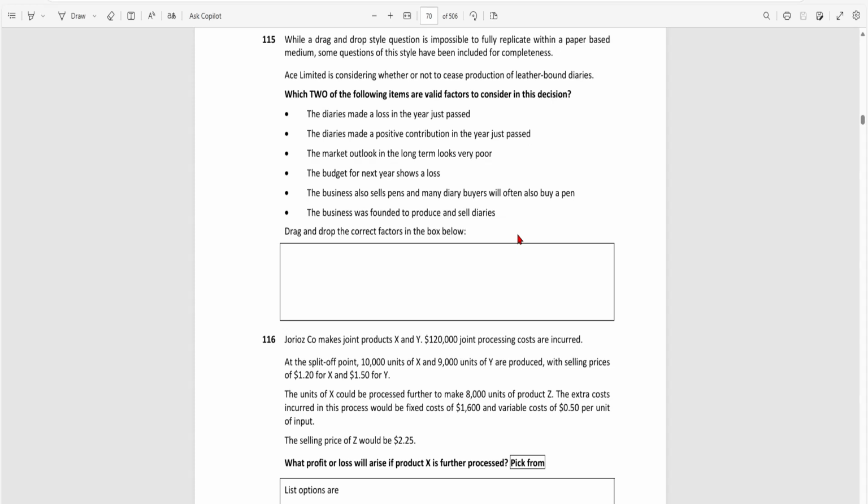ACE Limited is considering whether or not to cease the production of leather bound diaries. So they are considering whether to cease the production, right? Means they're not deciding to buy it from outside the organization. They're still thinking to manufacture it within the organization. So now we have to find out the two options that will be valid in relation to this decision, so we have to figure it out.